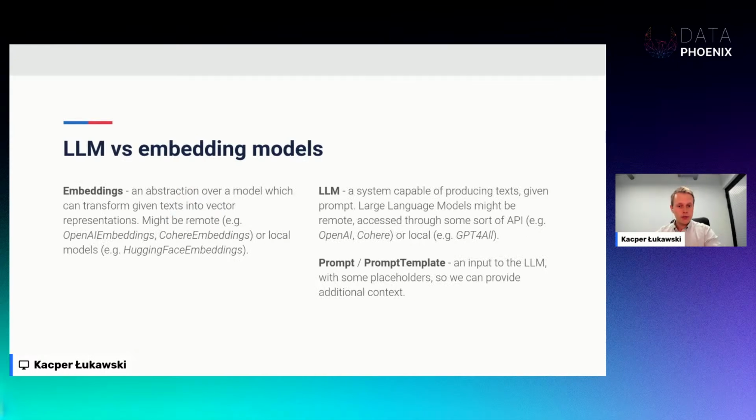Okay, there's also a prompt, which is an input to an LLM, and the prompt may have some variables to be provided, some context that we put into the prompt. So this is called a prompt template. Actually, this is the same concept in LangChain. Prompt and prompt template, this is just an alias. But basically, this prompt contains some placeholders that we fill later on while processing.